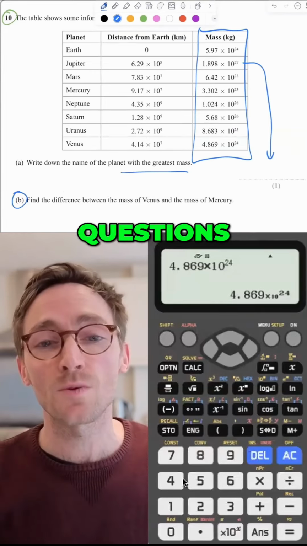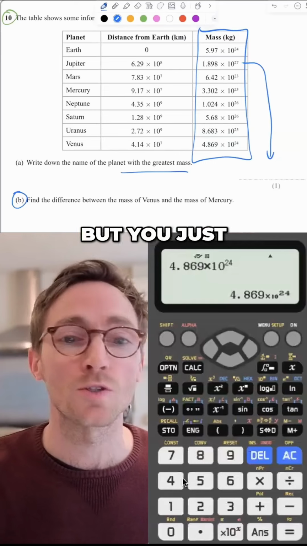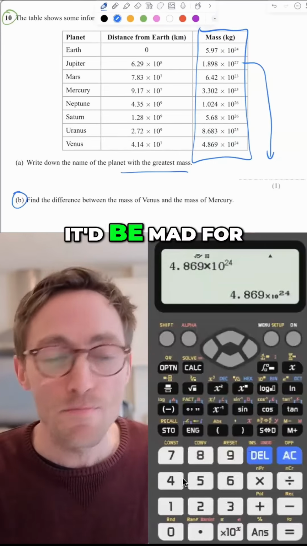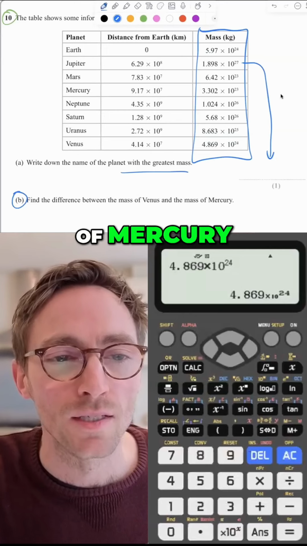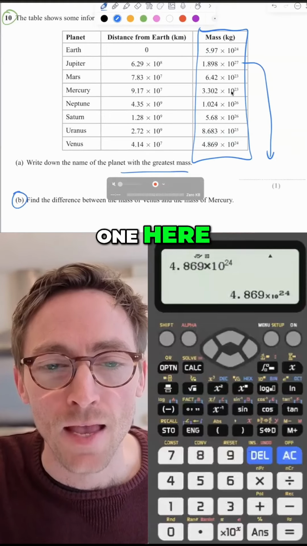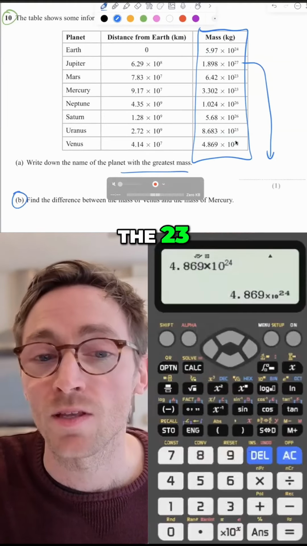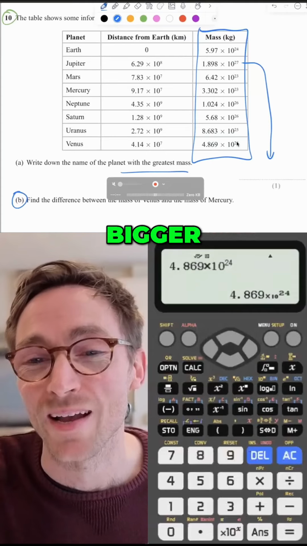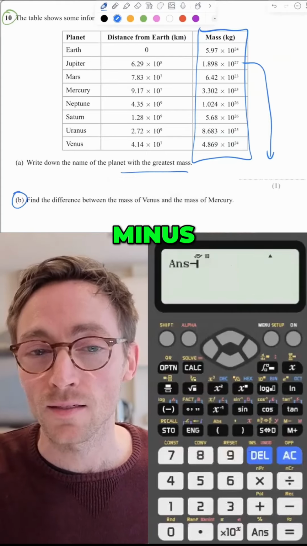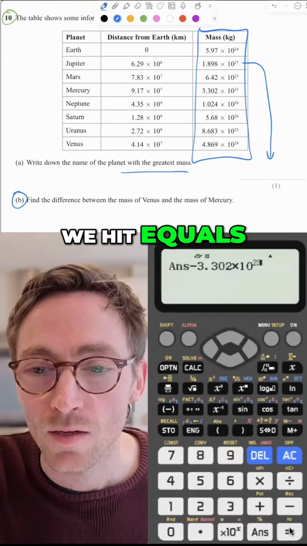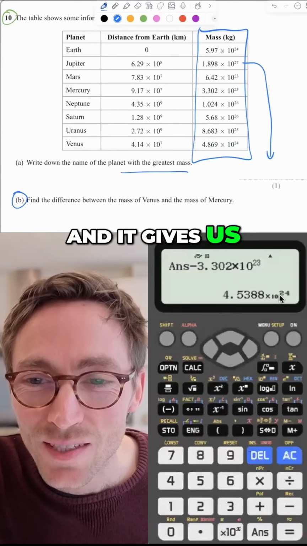So what I said, if you're finding these questions difficult, or even if you're good at them, but you just want to check the answer on your calculator, it'd be mad for you not to try it. They want the difference between the mass of Venus and the mass of Mercury. So Mercury is this one here. And again, this is 10 to the 23, this is 10 to the 24. So the 24 is bigger. So to find the difference, we're just going to minus them. So this one minus this one for Mercury, right? So it equals. And it gives us an answer.